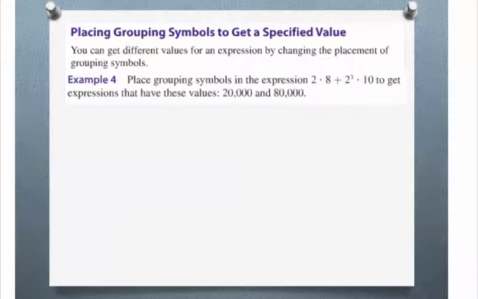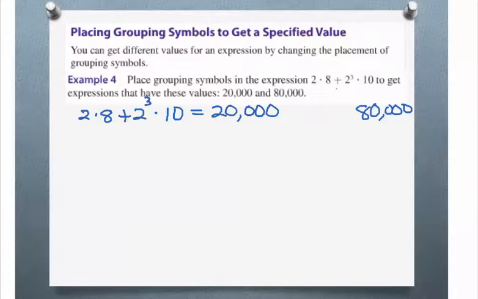So if you have 2 times 8 plus 2 to the third power times 10, we want to get expressions that make this equal 20,000, and we also want to make it equal 80,000. Depending on where we put some grouping symbols, we can make that happen.